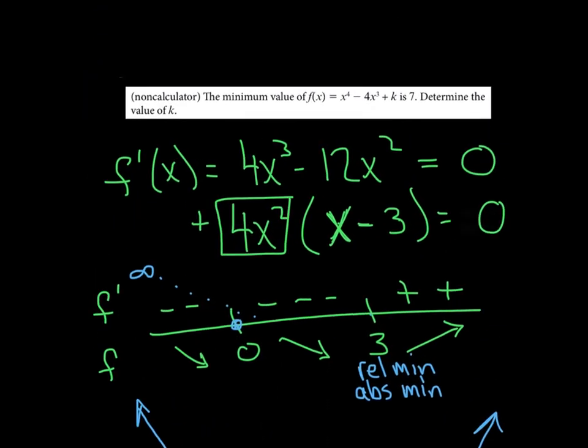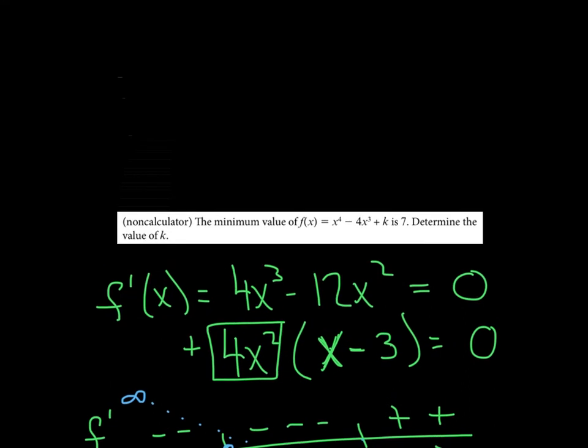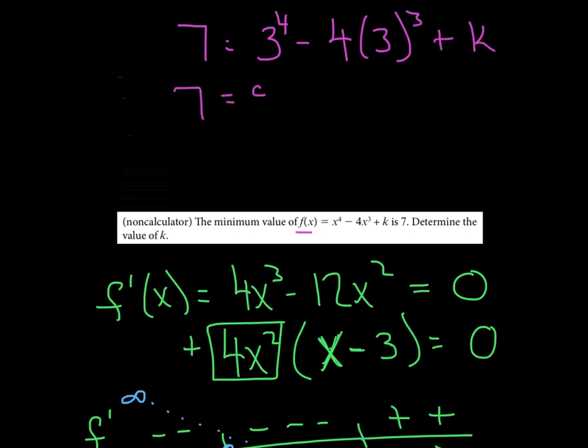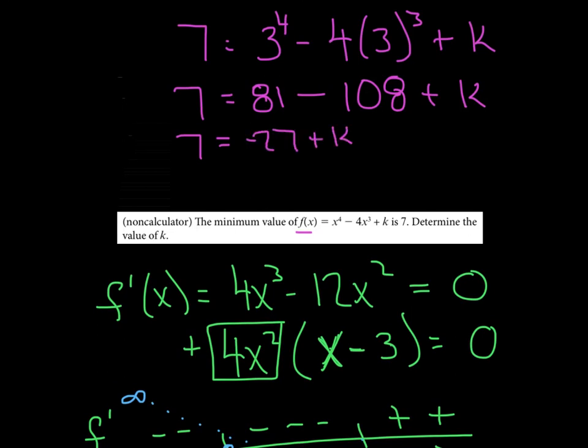Let's sneak back up at the top here. And let's say 7 equals 3 to the fourth minus 4 times 3 cubed plus k. And oh my gosh, 3 to the fourth I believe is 81, and minus, let's see, 4 times 27, 54, 108. So let's see, 81 minus 108, that's negative 27. Add the 27 over. I'm feeling 34 is the value of k, so that the absolute min is 7.